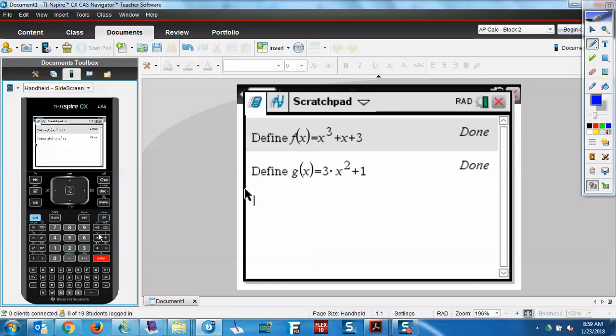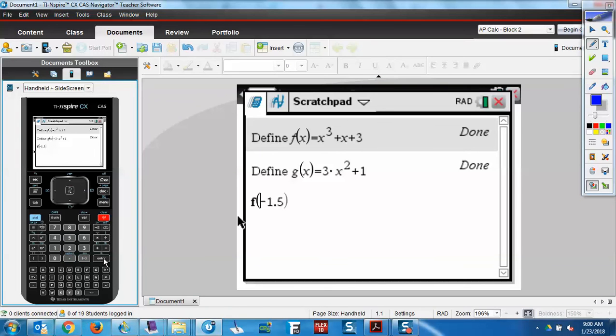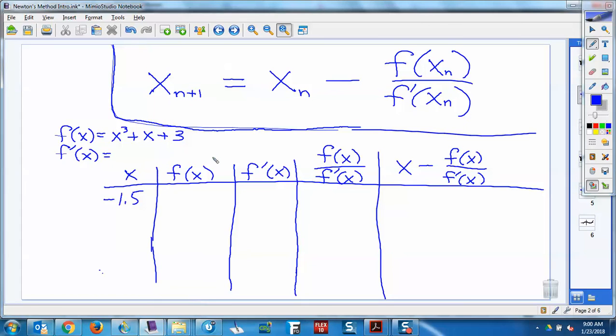So now all we have to do is do f of, and then I'm going to start leaving this to you now, and you guys can tell me what you get. Negative, whoops. So it's negative 1.5. Right, and so we got that. Is that what you're getting? Okay, all right. So let's start filling in the table while you go. Okay, so what was that? Negative 1.875. Okay, and now what's f prime, or it would be g of negative 1.5?